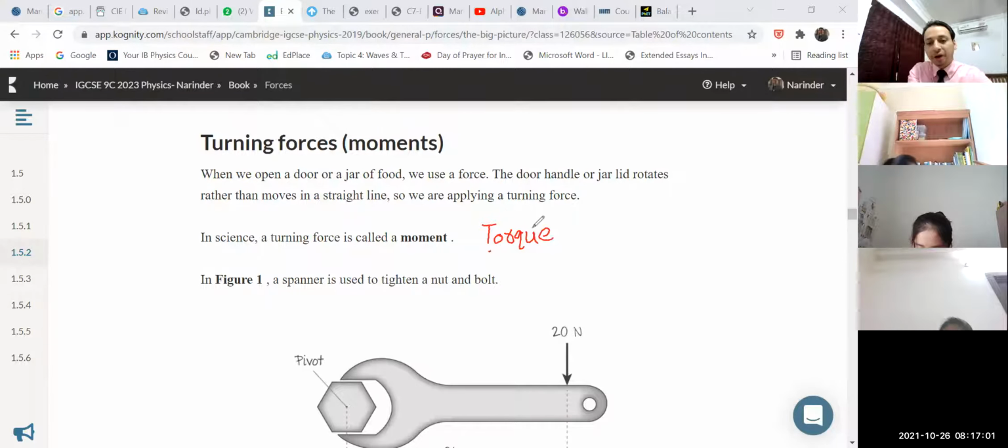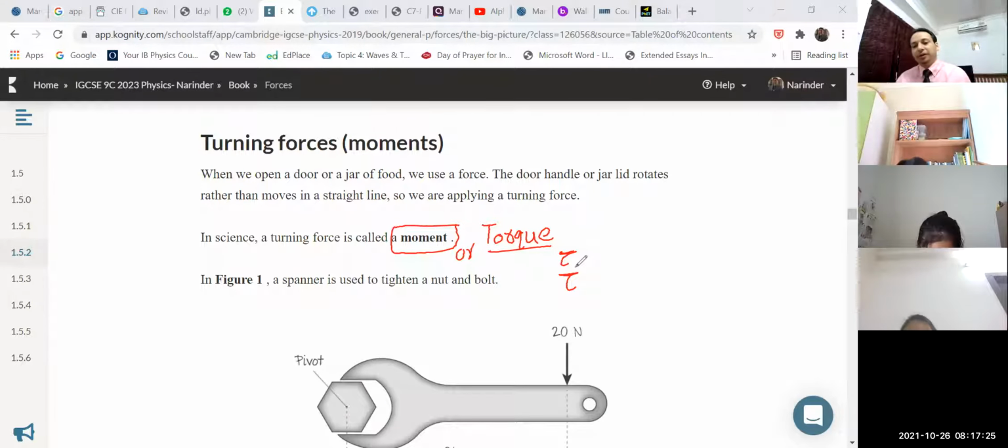T-O-R-Q-U-E. Another name of moment of force is torque. T-O-R-Q-U-E. Torque. To write it in symbolic form, generally we use this symbol. It's a Greek letter, tau. This one, children, like this. It's a Greek letter. So, torque.